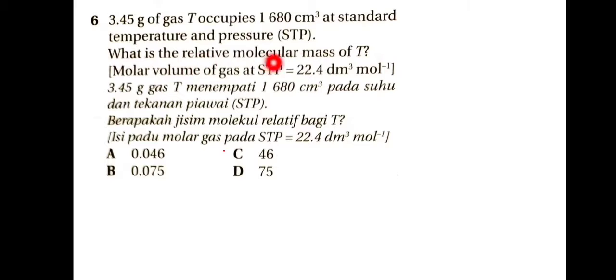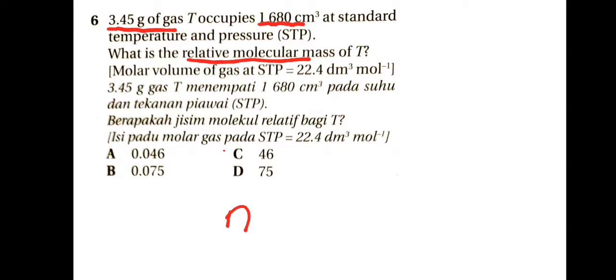What is the relative molecular mass of T? Given the molar volume of gas at STP is 22.4 cubic decimeter per mole. We want to find the RMM of gas T. Here, the mass of gas T is given and the volume is also given. Mass and volume are given, and we want to find the RMM. So here it relates mass with volume. Always remember that in the middle is the number of mole.